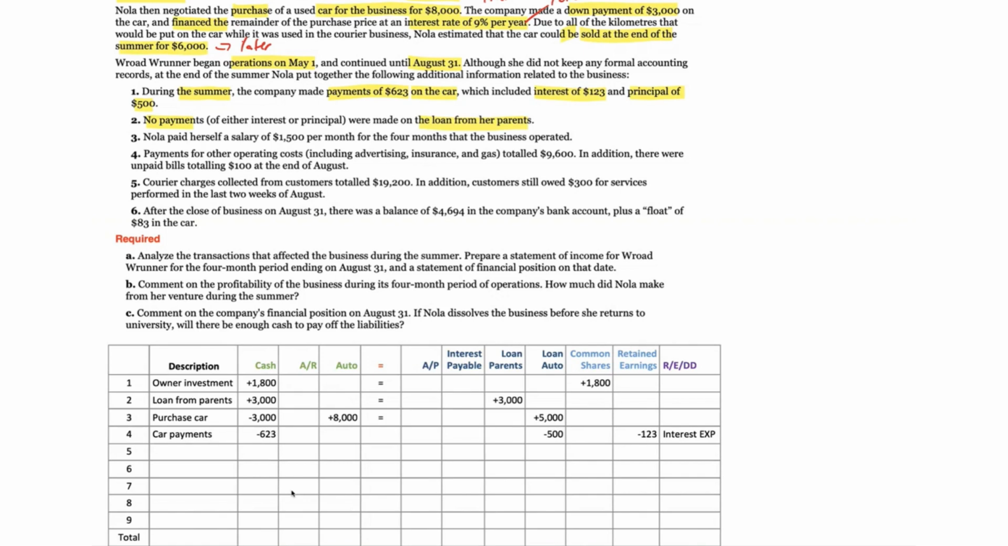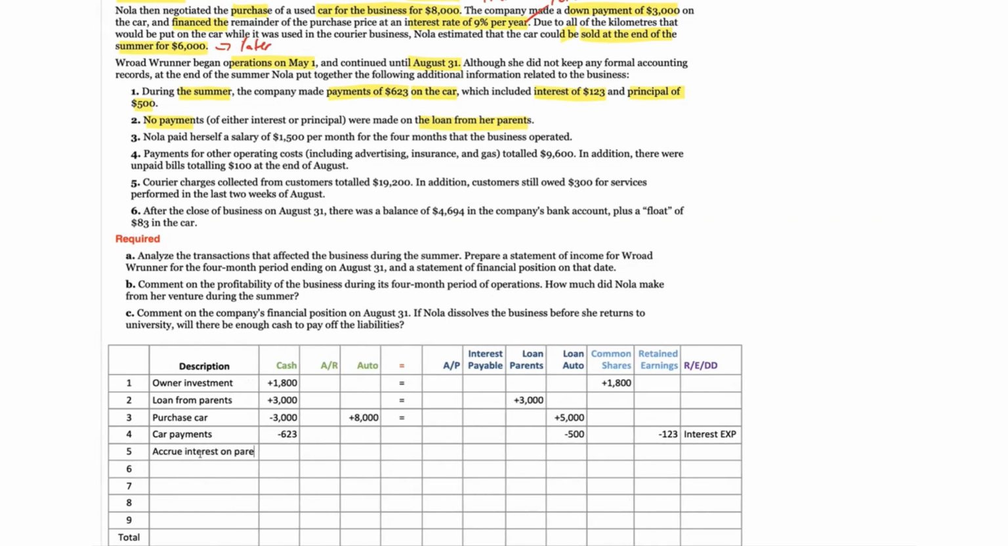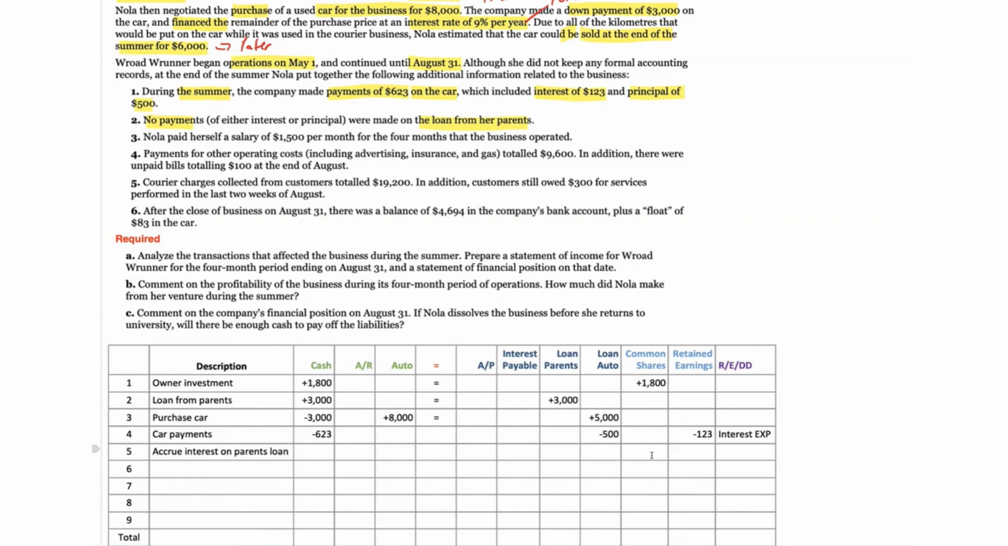Nola here borrowed the money from her parents. She hasn't paid her parents yet, but has she been incurring the cost of borrowing that interest money from her parents? Yes. So accrue interest on parents' loan. How do you think this is going to look? First of all, let's calculate it. So this is also going to be interest expense, right? But this is a different interest expense, interest on parent loan.